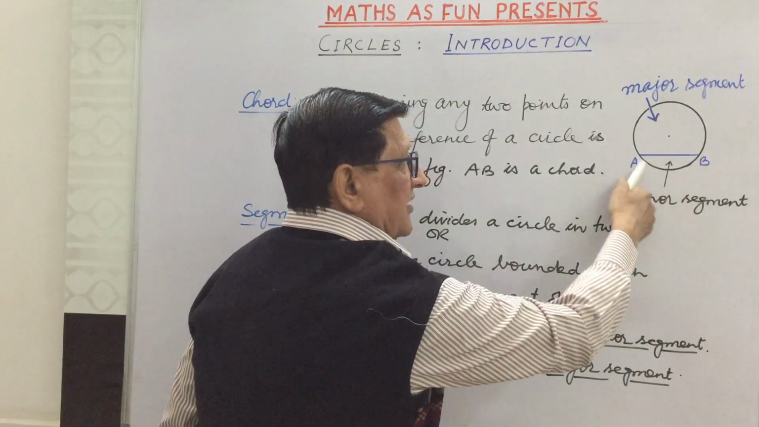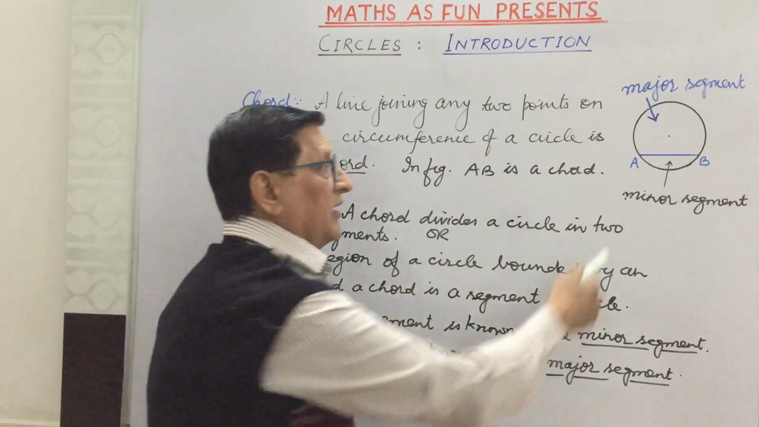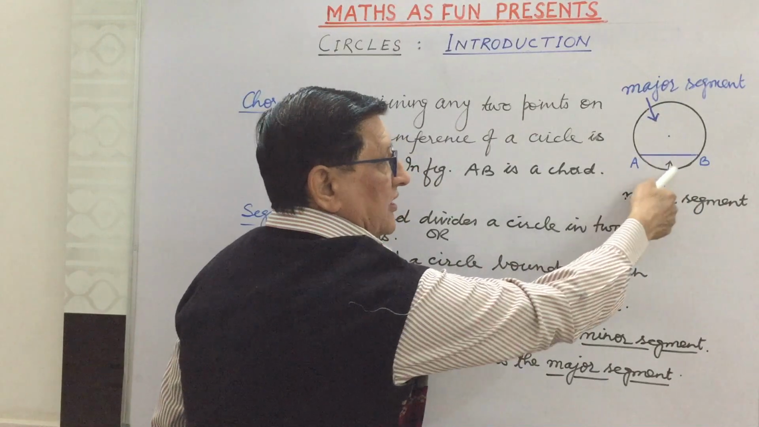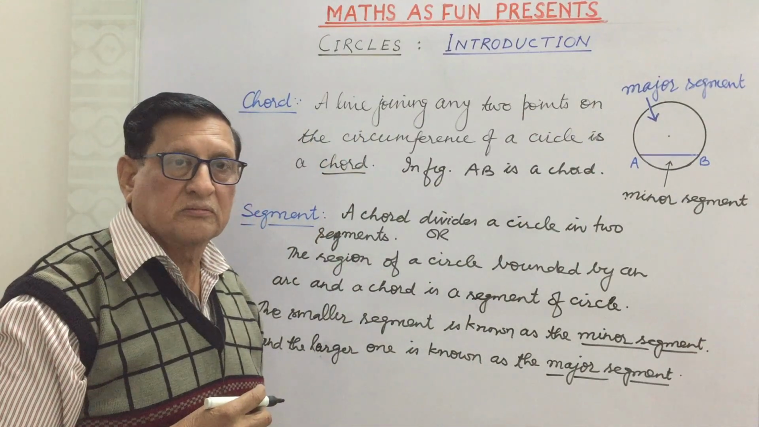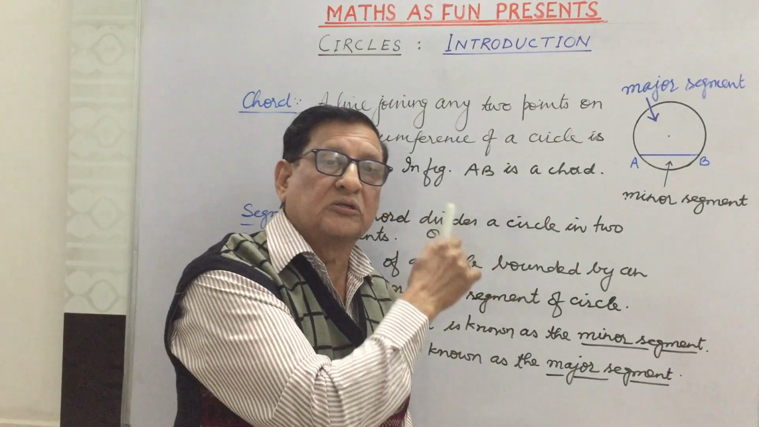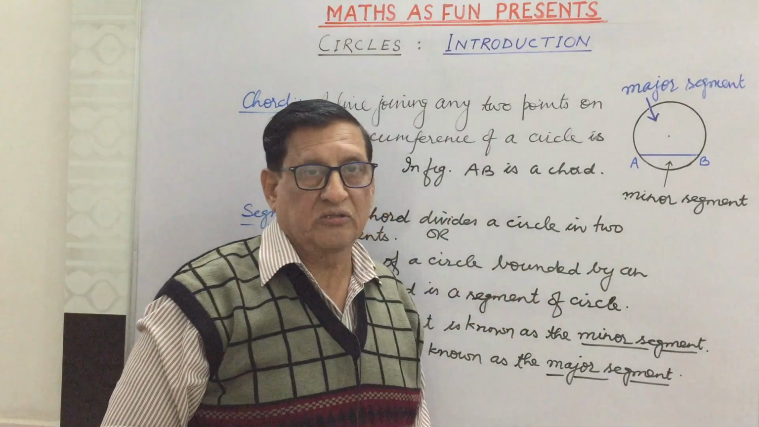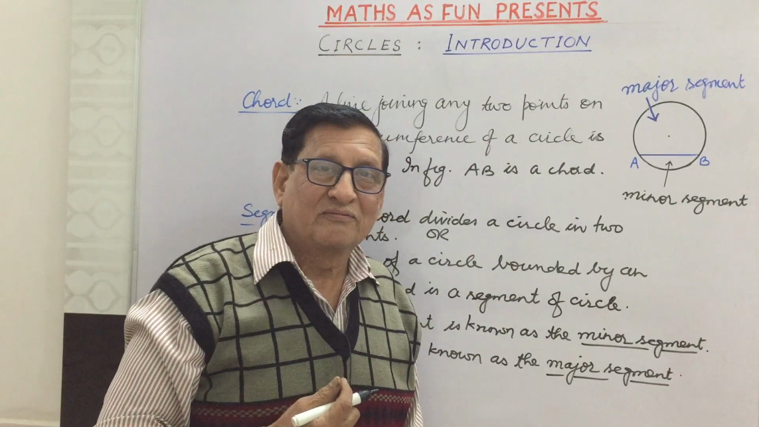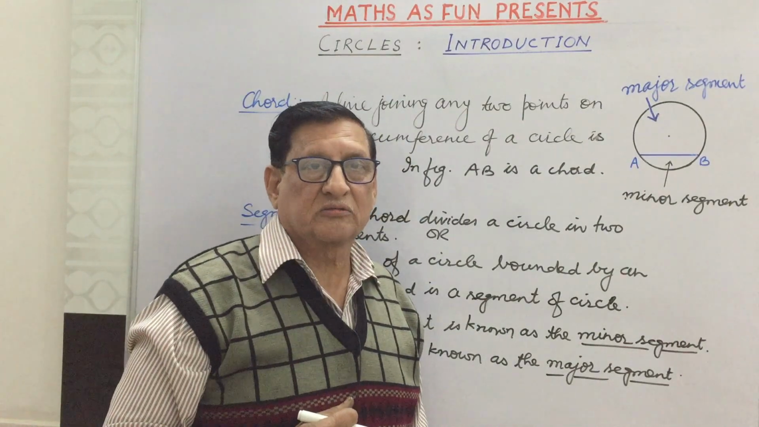The smaller region, smaller segment, is known as the minor segment, and the larger one is known as the major segment. So here this AB, the lower segment, is the minor segment and the upper one is the major segment. So we can say a chord is dividing the circle into 2 segments. One of them is minor, one of them is major. They may be equal also. And if they are equal, then these 2 parts will be known as the semicircles.